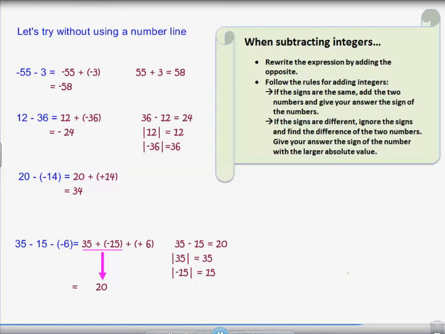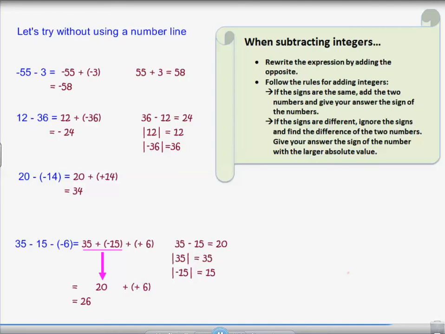I'll bring down the rest of the problem so that I can finish solving it. So I'm going to bring down the remaining plus positive 6, and now I'm going to finish up. These two numbers have the same sign, so we'll add them and keep the positive sign. So 20 plus 6 is 26, and it is going to stay positive 26. So as you work these problems out, you really want to just be looking for adding the opposite of the numbers first, and then follow the rules for adding your integers.